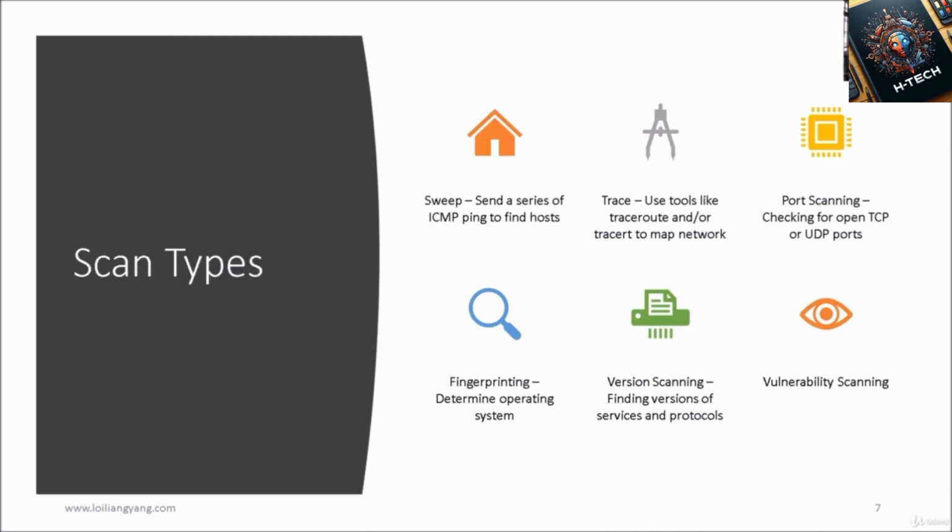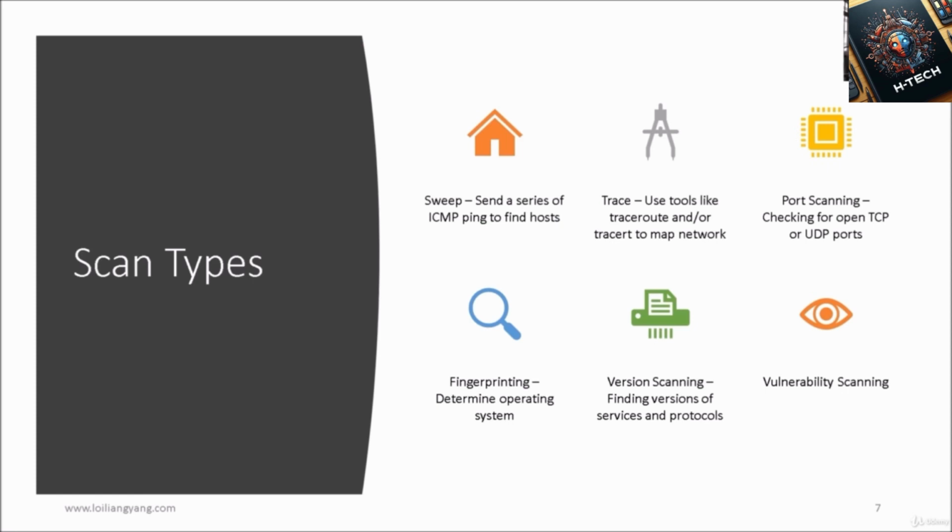On the bottom, we have fingerprinting. Fingerprinting determines the operating system type. Is it Linux? What version of Linux is it running? If it's a Windows server, what version is it running? Is it a notebook? Is it an Android device? Again, we're trying to find out what operating system that particular device is running, through Nmap as well.